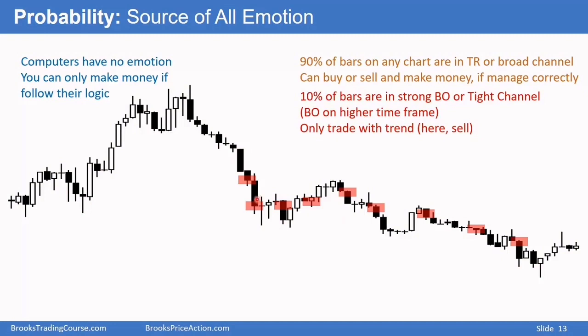Certainly a strong breakout, 10% of the bars on the chart are in a strong breakout, you can only sell. Here, theoretically, you might be able to make money. Obviously, the market did not reverse up high enough for buyers to make money. And again, if the market's in a fairly tight channel like that, it's a breakout on a higher time frame chart, and I think traders should only sell.